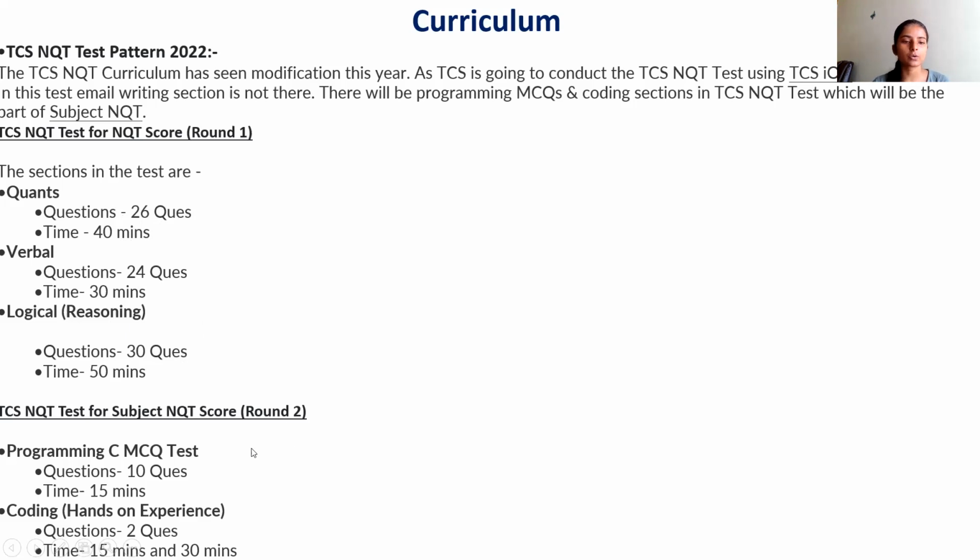So now let's move to round 2, and in round 2 you will get section 1, that is programming, C programming. There are 10 MCQ questions, and you will get 15 minutes for solving these 10 questions. Okay, now let's move to the coding section, and you will get 2 questions, and the time that you will get for solving these 2 coding questions is 15 to 30 minutes.